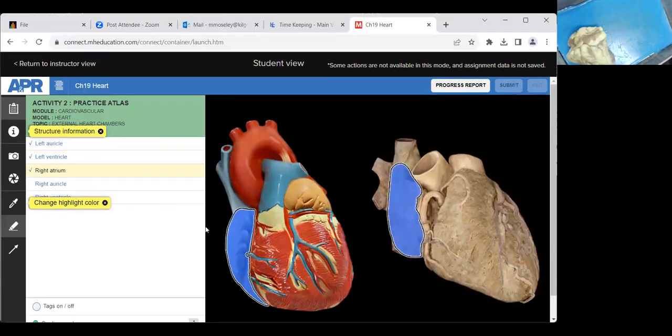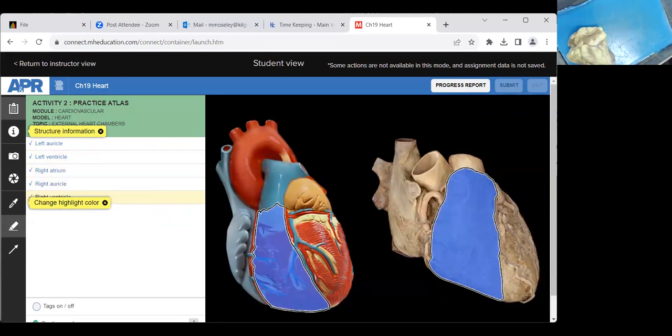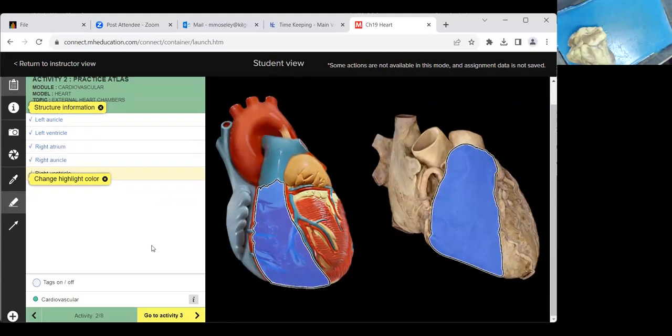All right, here we have our right atrium covered by the right auricle, which is going to be this little ear-like flap of tissue. And then finally, we have our right ventricle. So all that should be fairly straightforward there.